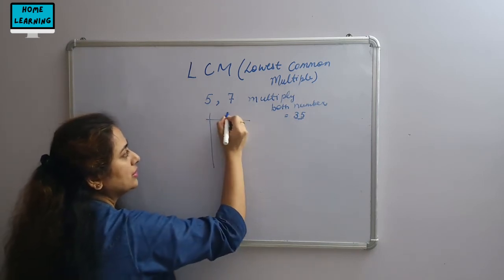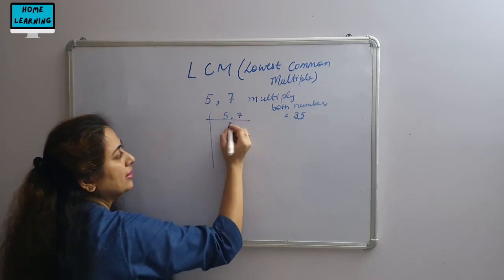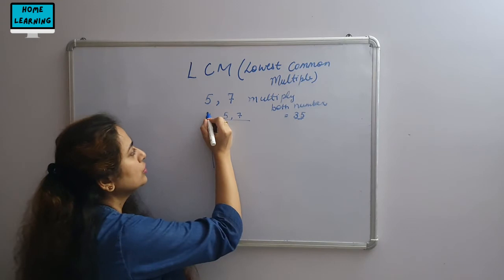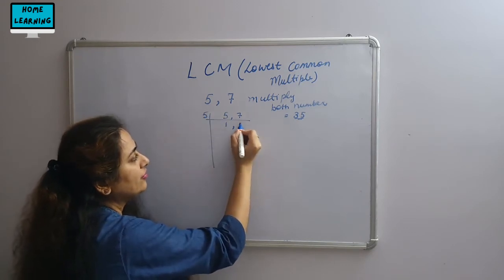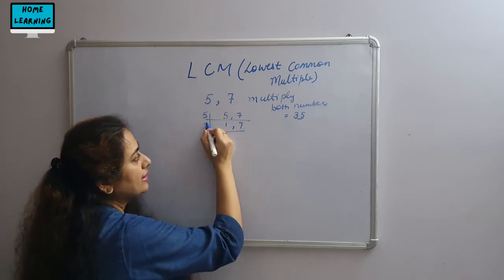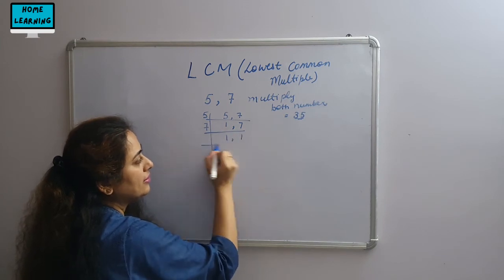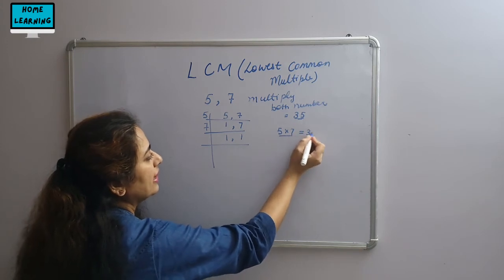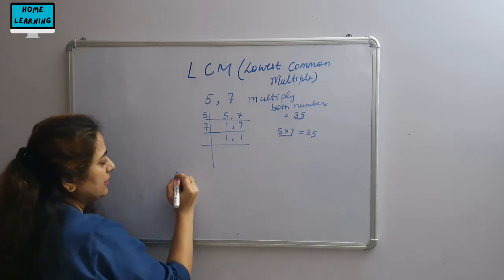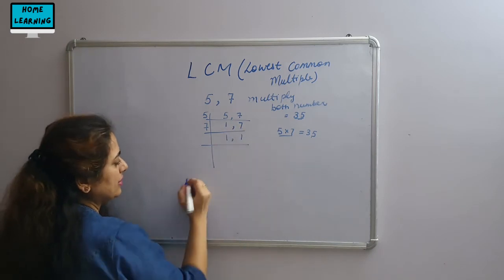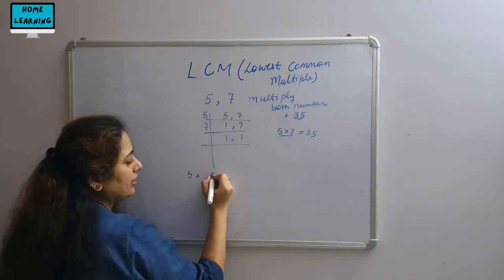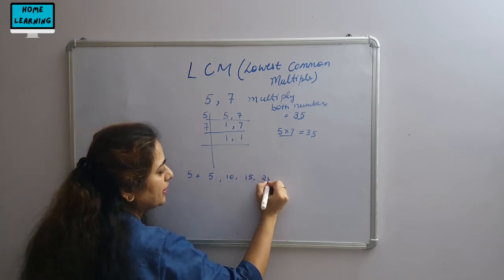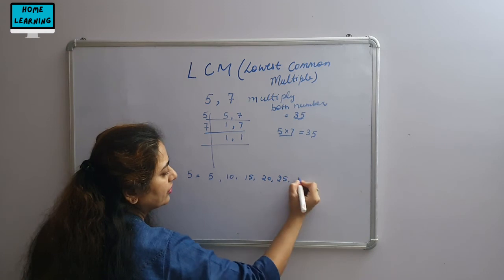Take these two numbers 5 and 7. 5 does not have and 7 does not have any common factor. So we will divide 5 by 5 first and then 7 by 7. 5 into 7. LCM is 35.